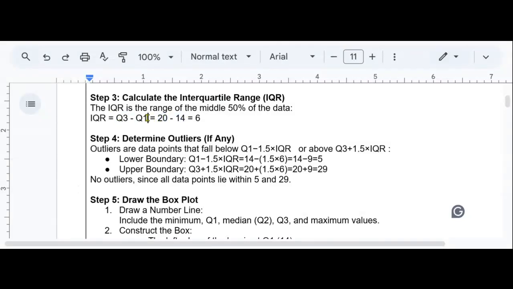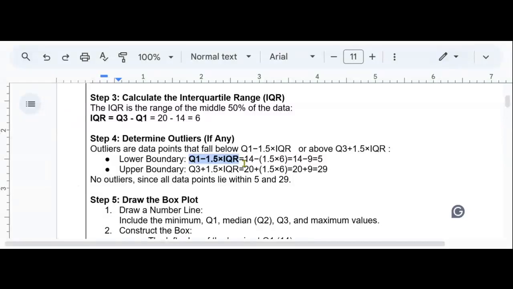Now remember this formula. So you get the interquartile range. Okay? The next step, step 4. I need to find the lower boundary. How can I get the lower boundary? Quartile 1 minus 1.5 times the interquartile range.